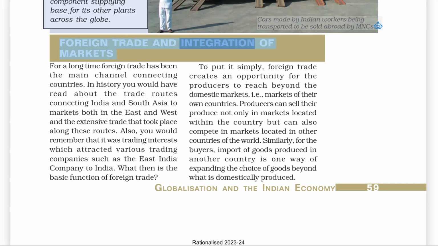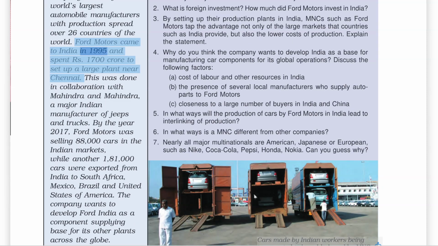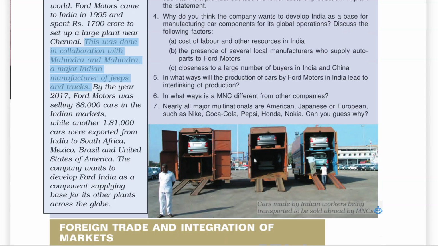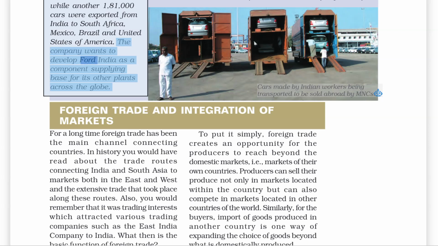Foreign trade and integration of markets. Ford Motors, an American company, is one of the world's largest automobile manufacturers with production spread over 26 countries of the world. Ford Motors came to India in 1995 and spent 1,700 rupees crore to set up a large plant near Chennai. This was done in collaboration with Mahindra & Mahindra, a major Indian manufacturer of jeeps and trucks. By the year 2017, Ford Motors was selling 88,000 cars in the Indian markets, while another 81,000 cars were exported from India to South Africa, Mexico, Brazil, and United States of America. The company wants to develop Ford India as a component supplying base for its other plants across the globe.